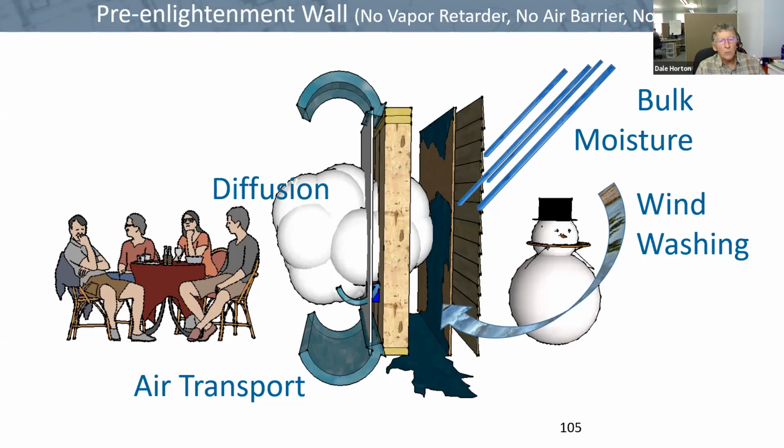And we had wind washing that would be able to move through the leaks in the exterior wall and would reduce the insulation value of the air permeable insulation. So we had all these things happening in the pre-Enlightenment wall. We had diffusion, we had air transport, moisture moving in from the inside, and we had moisture moving in from the outside from rain, and we had wind that was detracting from the insulation value of the wall.